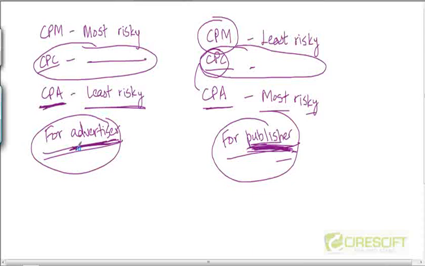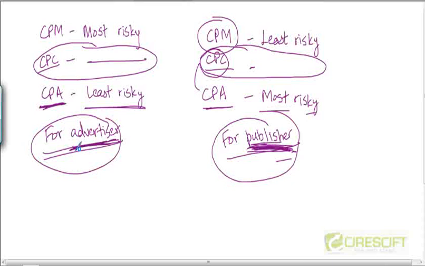Hello, sir. I had a doubt. If we take a CPA for publisher, they know that it's the riskiest job. So why do they want to include that particular job? Let's say that particular space can be allotted to CPM also, right? So that they can earn more than the CPA.